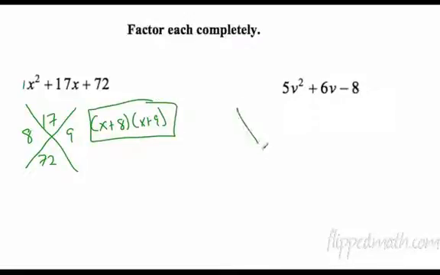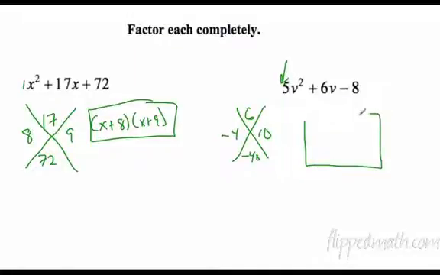Over here, I have a little bit harder one because I have 5 times negative 8 is negative 40. And then I have a 6. So two numbers that multiply to negative 40 are negative 4 and 10. And they add to 6. Now, because this is not a 1, I have the x box situation that I have to do. Remember, anytime it's not a 1, you have to do the x box.